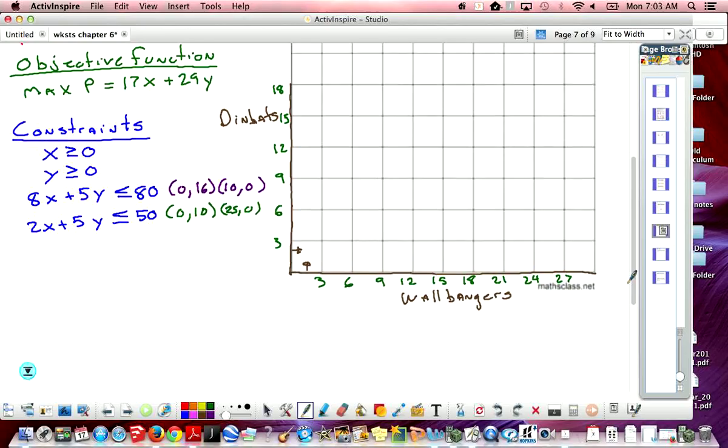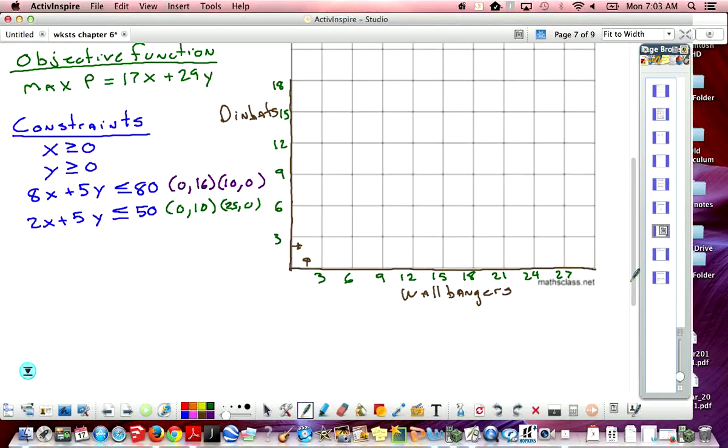I don't think I actually have to go any farther than that. Sorry about the jump there. So, because I think my highest y value is 16. That's where I'm going to start. 0, 16, and 10, 0. Connect those two. Now, my shading is less than, so it's going to be below. And then 0, 10. And then 25, 0. Connect those two the best I can. Now, my shading has to be below.